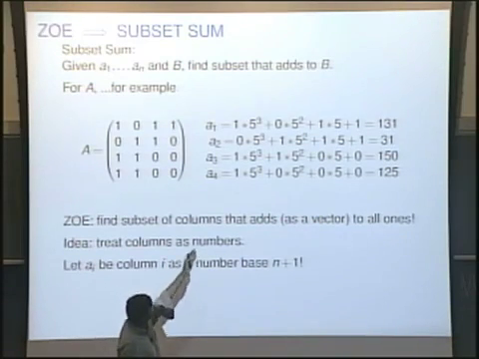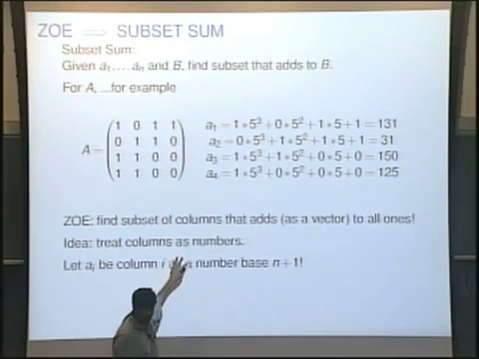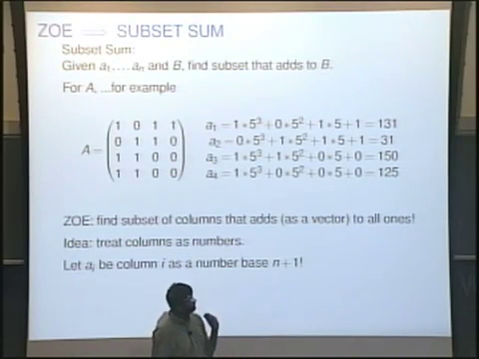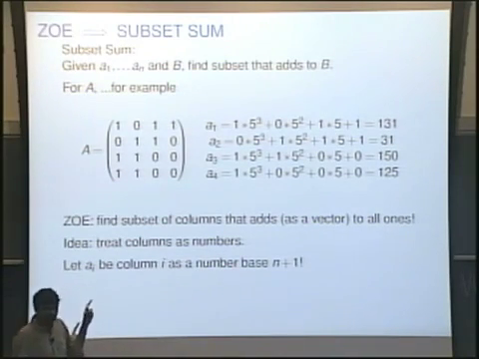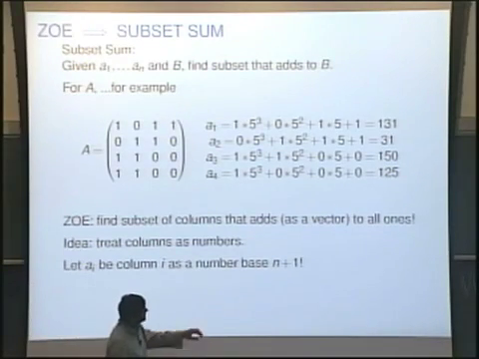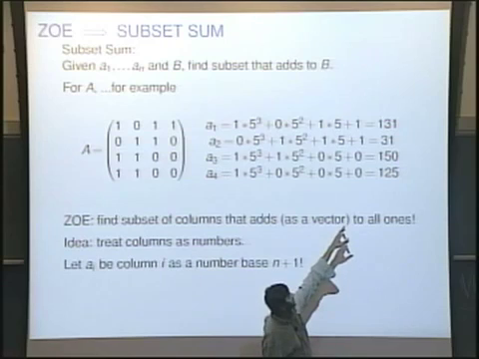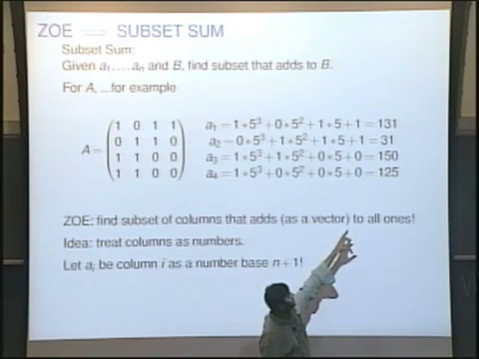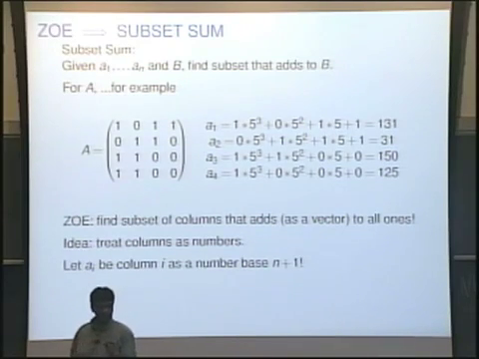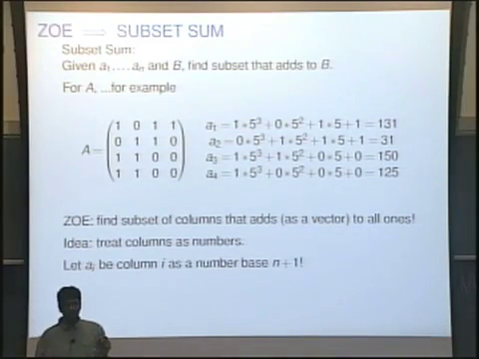So I'm translating the 0-1 equality into a subset sum problem. 131 is the number that I'm going to use to represent column 1. Did people understand this? Any questions? Now my subset sum problem consists of these 4 numbers: 131, 31, 150, and 125. What else does subset sum need for its input?